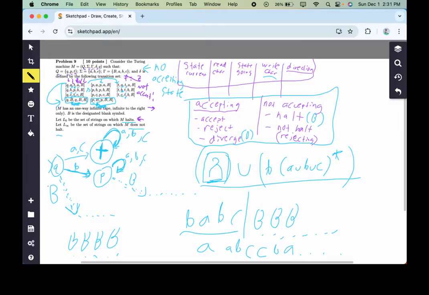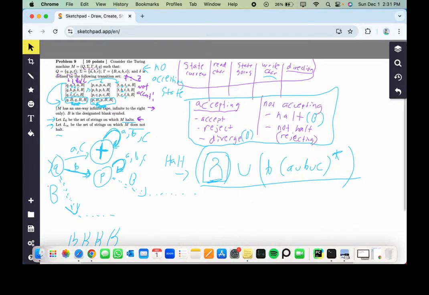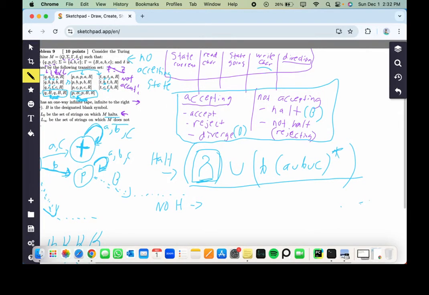So, what is the question exactly asking us? The set of strings in which M halts and does not halt. When they say the set of strings, this is saying the regular expression, because the regular expression makes all strings. This is the halting, and then what is the not halting? Well, this is just the opposite. So, what is the example of not halting?